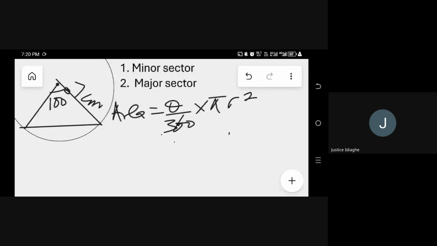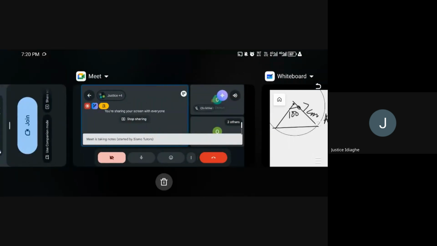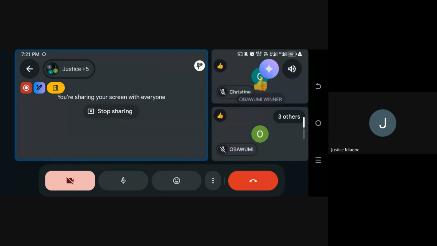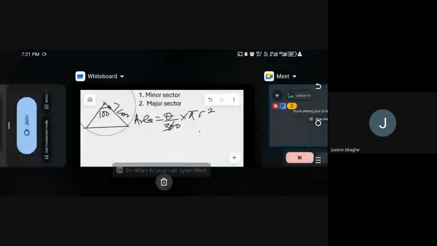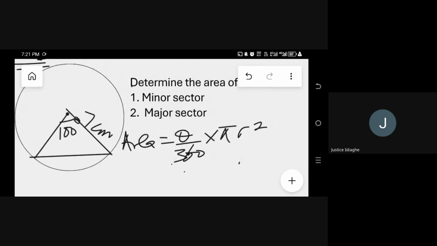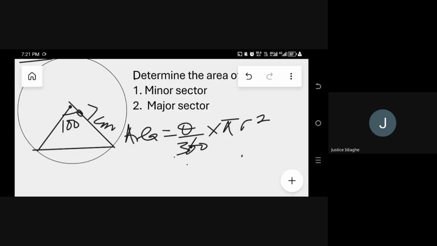Do you guys understand what I'm saying? Okay, all right. Please take note, it's very important. So, like we're saying, for the minor sector, we're taking the first one, the minor sector, and we already know that the formula we're using is area equals theta over 360 times pi radius squared.